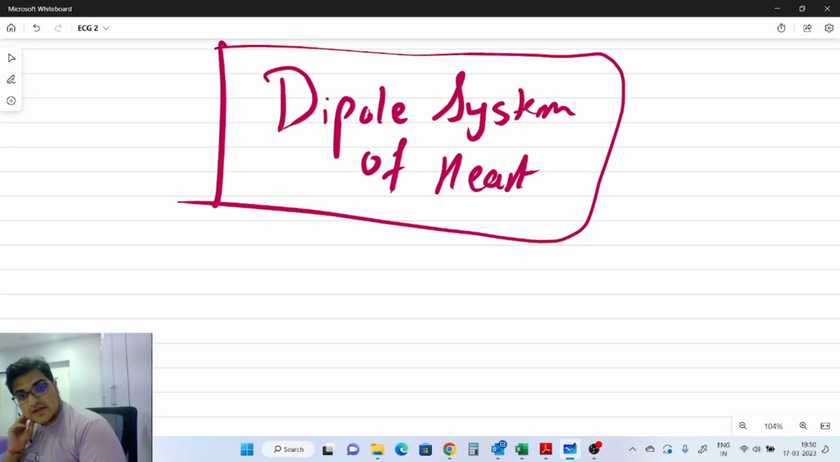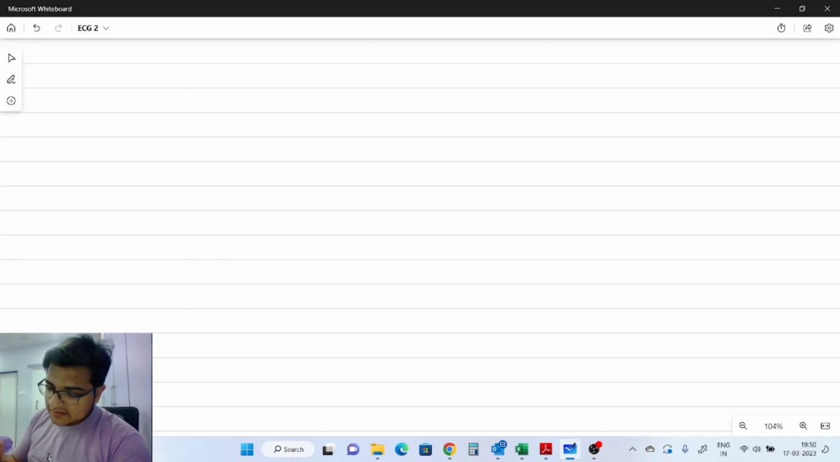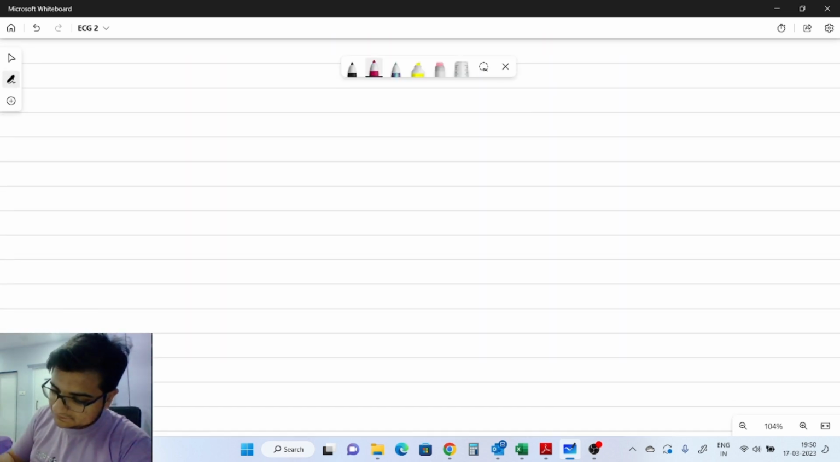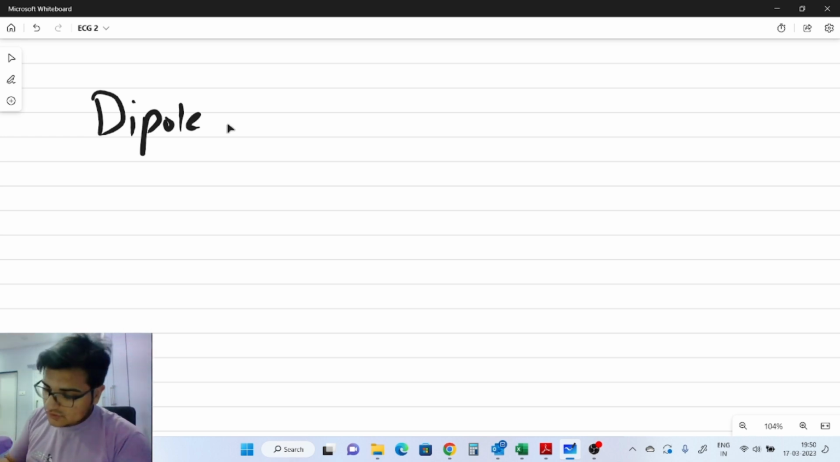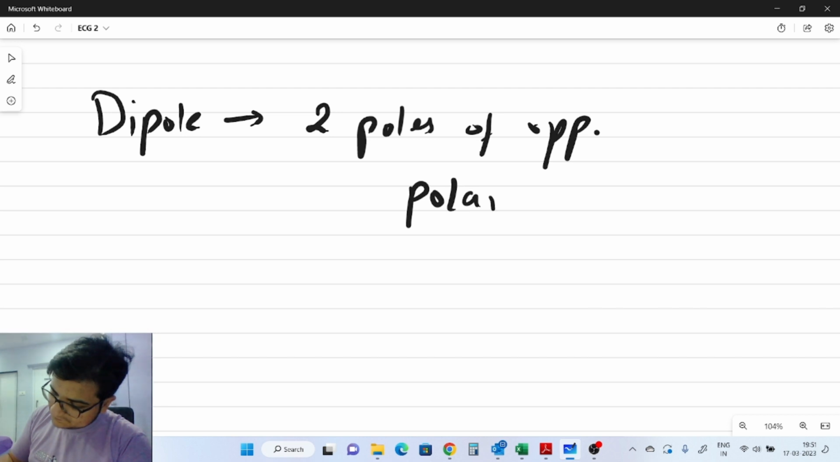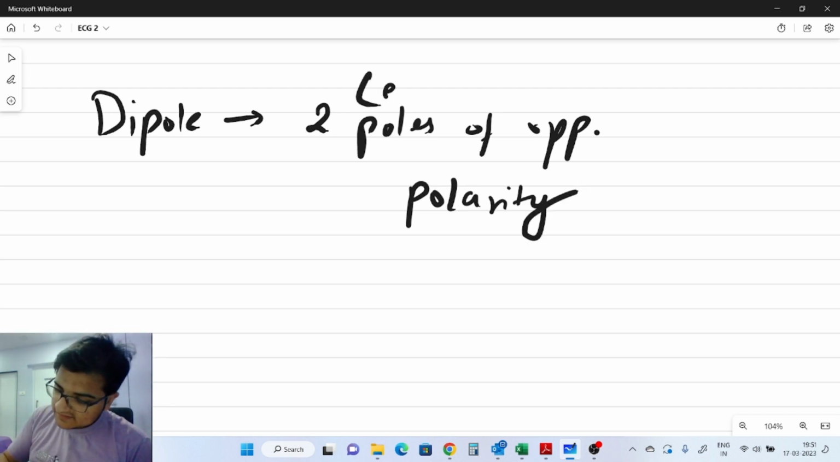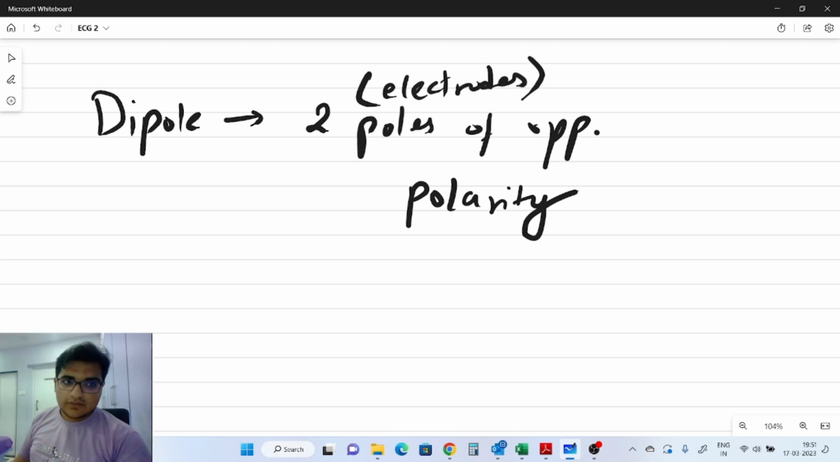Now the dipole system of the heart is nothing but application of physics. So let's start with a little account of physics. So, dipole. What is a dipole? I have explained it to you all in previous lectures as well. That means two poles of opposite polarity. Two electrodes or poles, I can say, with opposite polarities are a dipole.